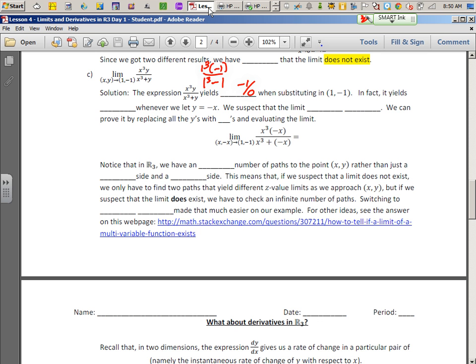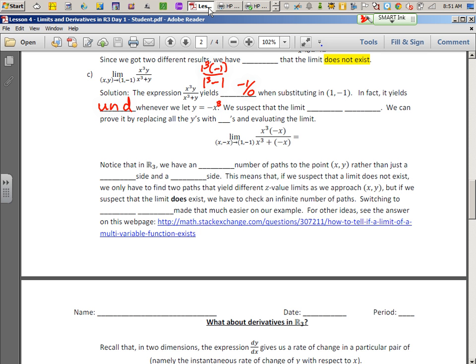In fact, it basically yields undefined anytime you let y and x be opposites, right? For example, if you let y be 5 and x be negative 5, oh no, that's not true. Whenever y is negative x cubed, that bottom's going to be 0, see?